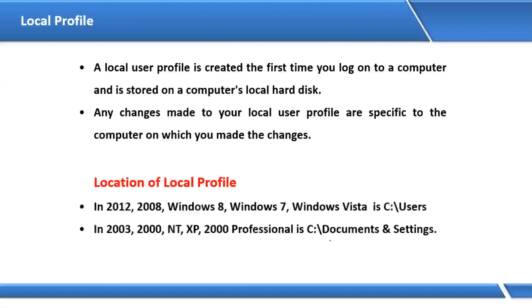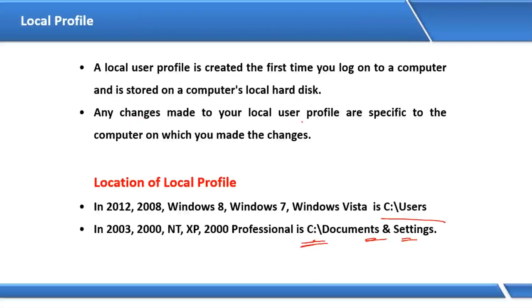But in the previous operating system, what was the location? In the C drive we had Documents and Settings. That was the previous location, but now the location is C, Users, right? So that's why the slide says a local user profile is created the first time you log on to any computer and is stored on the computer's local hard disk.